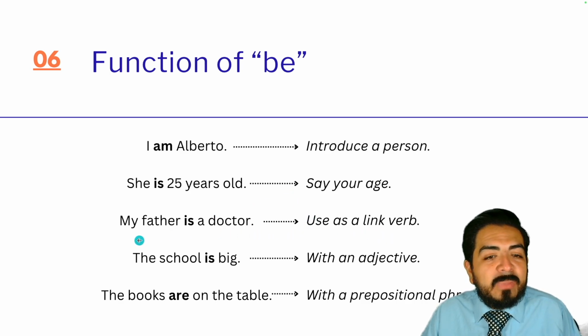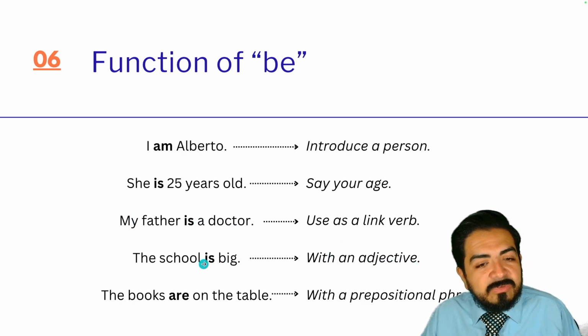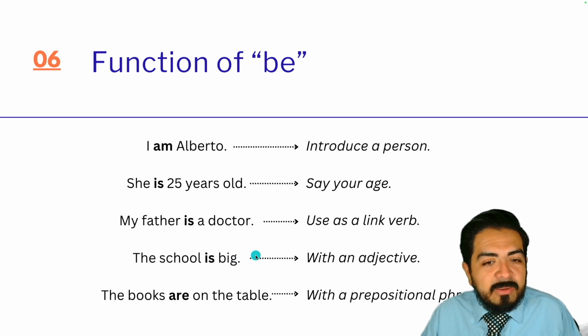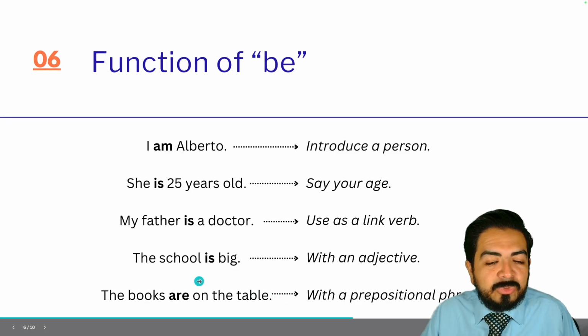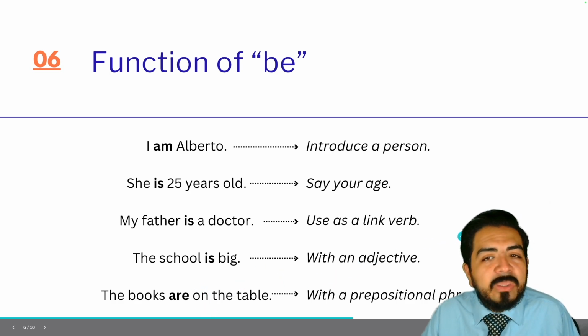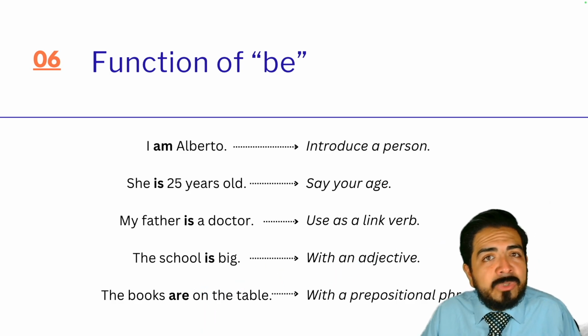For example, my father is a doctor. Yeah? Notice how we use is to link here the subject with this object. We can also use it with an adjective. The school is big. Big is the adjective. Okay? And finally, with a prepositional phrase. The books are on the table. This is the prepositional phrase because on is a preposition. Okay? Those are some examples of how we use the verb be.